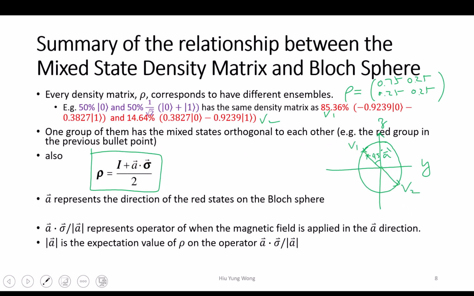This density matrix can be composed of two orthogonal pure states. They are orthogonal to each other, and they give you the same density matrix. And what is the expectation value of this? First, the A represents the direction of these red states on the Bloch sphere.